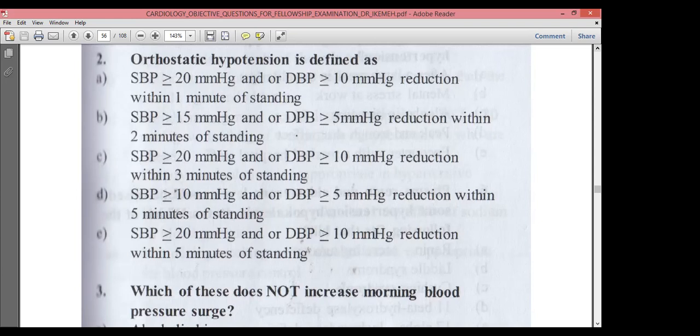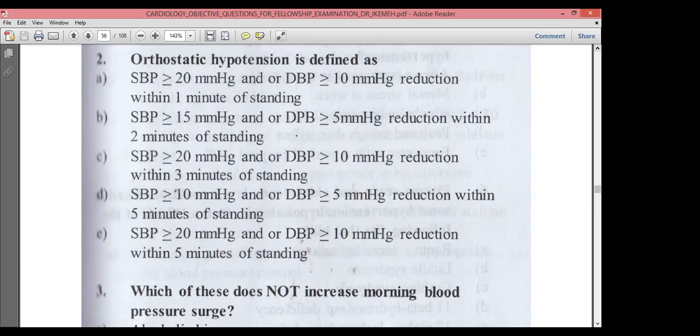D, systolic blood pressure reduction of more than or equal to 10 millimeter of mercury, and or diastolic blood pressure of more than or equal to 5 millimeter of mercury reduction within 5 minutes of standing. And E, systolic blood pressure more than or equal to 20 millimeter of mercury, and or diastolic blood pressure more than or equal to 10 millimeter of mercury reduction within 5 minutes of standing.